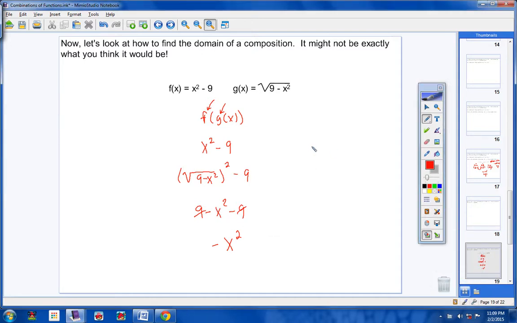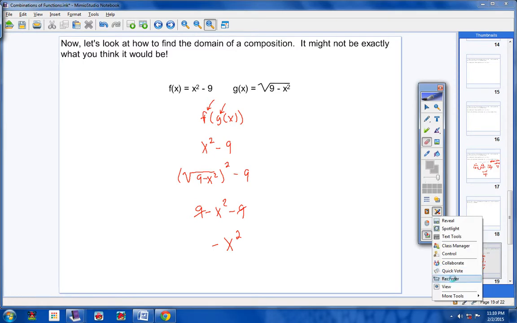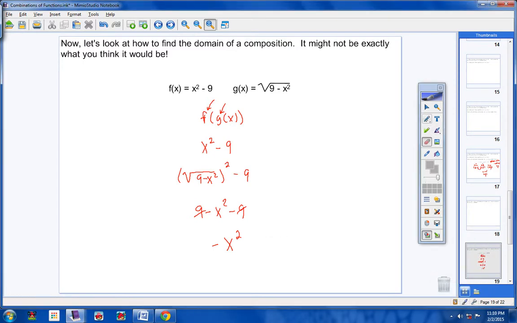Now, students, I need you to really focus and think about something, okay? Students, if I simply gave you this function right here, and I said, find the domain of negative x squared, you would say what? All real numbers, right? I mean, think about it. X could be anything. There's no fractions or square roots or anything. However, please listen to me carefully.